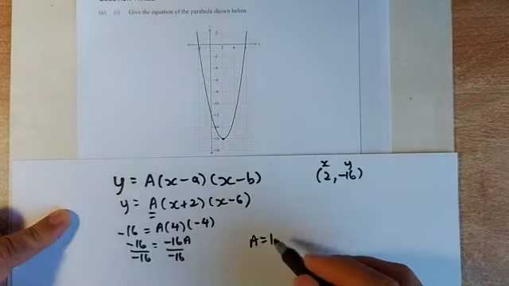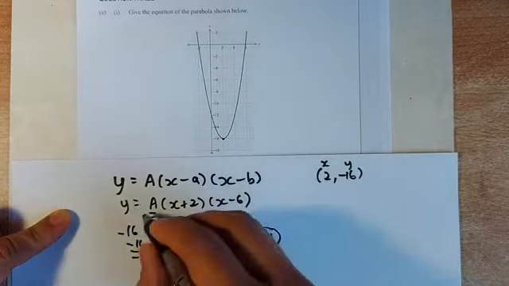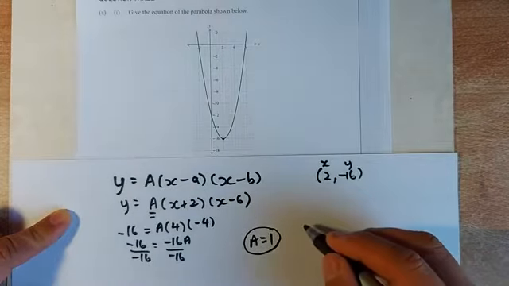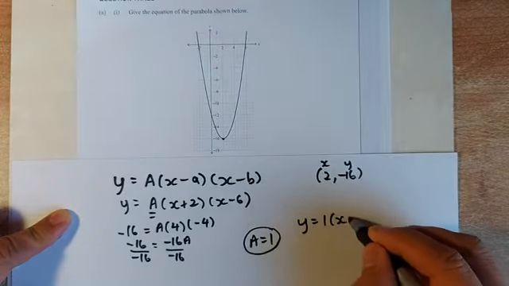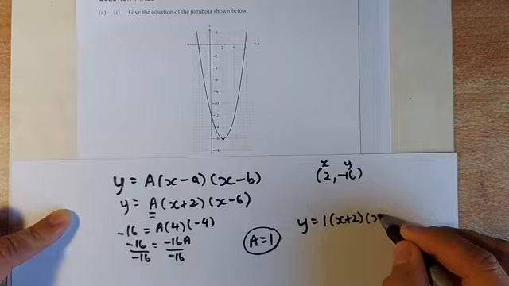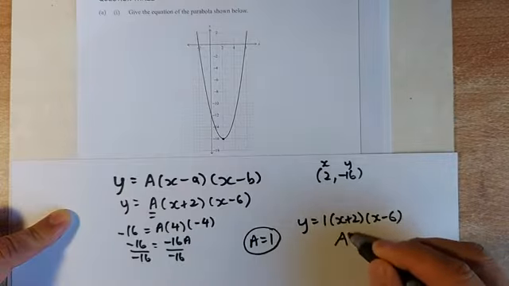Once you got a equal to 1, you're going to substitute that value 1 into the original equation. So the equation of the graph is going to look like y equals 1(x plus 2)(x minus 6). And that will give you an achieve.